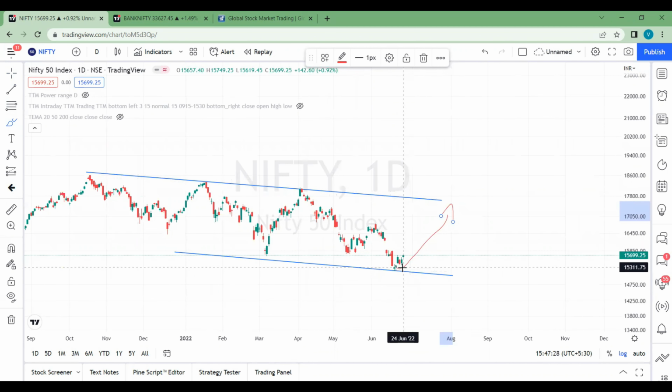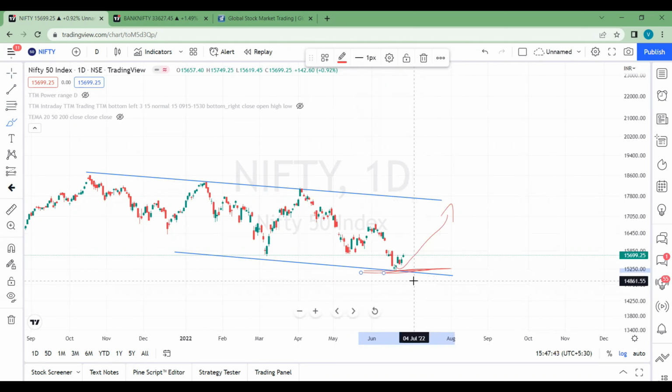This may take this path. Meanwhile, if we are taking a bull trade, or going long at this point, then the important level of stop loss will be here. Upon any closing or confirmation beyond this particular zone, we are going to exit our long trades. So this is the one logic I'm seeing.